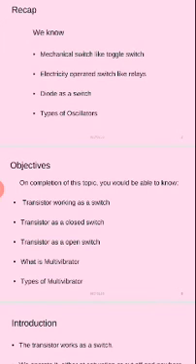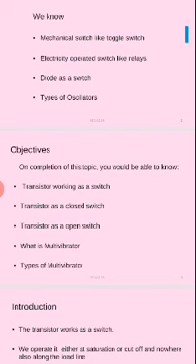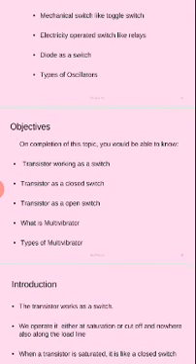Good morning. In this class we are going to discuss the main function of the transistor. The transistor can act as a switch and an amplifier. The basic operation of the transistor is as an amplifier, and it can act as a switch also. So in our class today we are going to discuss the transistor as a switch.